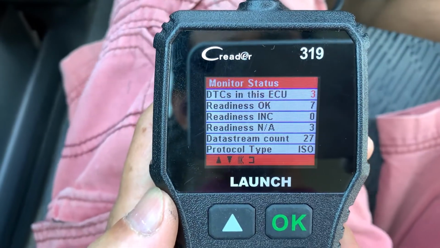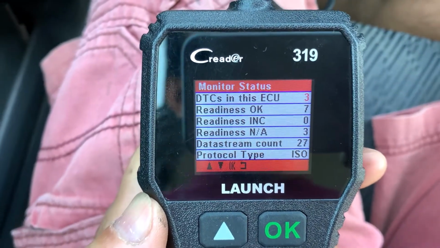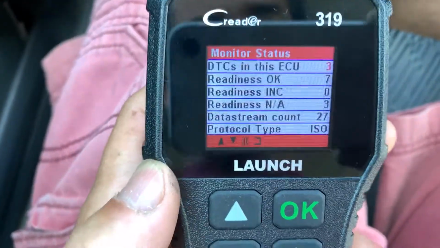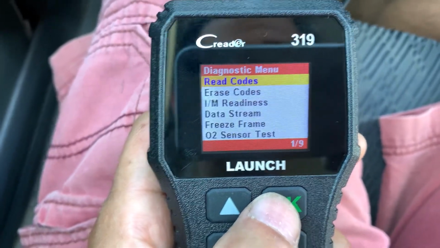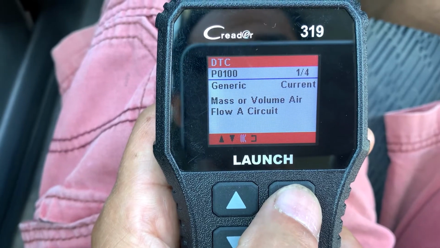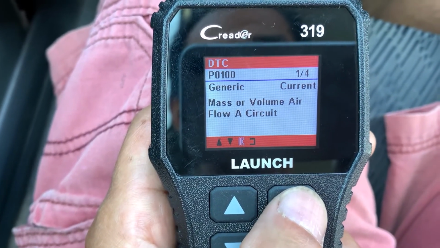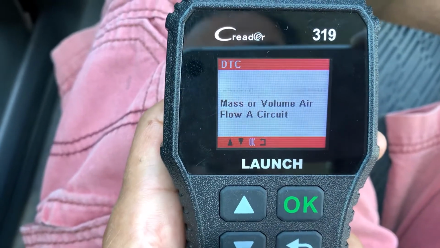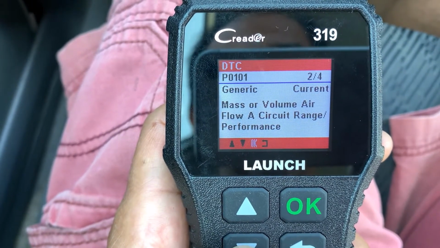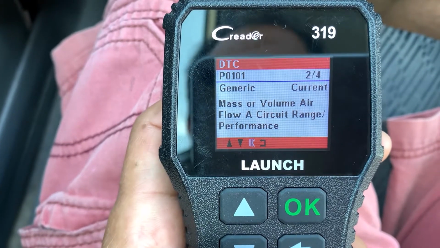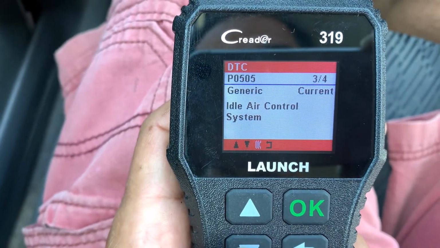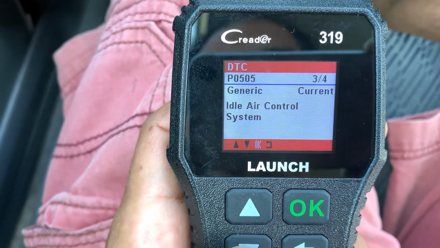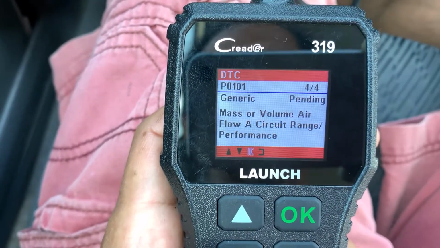This is a 2003 Toyota RAV4, and the idle does not really sustain. So I'm checking with the OBD2 and reading the codes first. It's P0100, the mass or volume airflow circuit. The next one is P0101, mass or volume airflow circuit range performance. And this is P0505, obviously the idle air control system. Idle is not really working fine. And there is also a pending P0101, the same code.